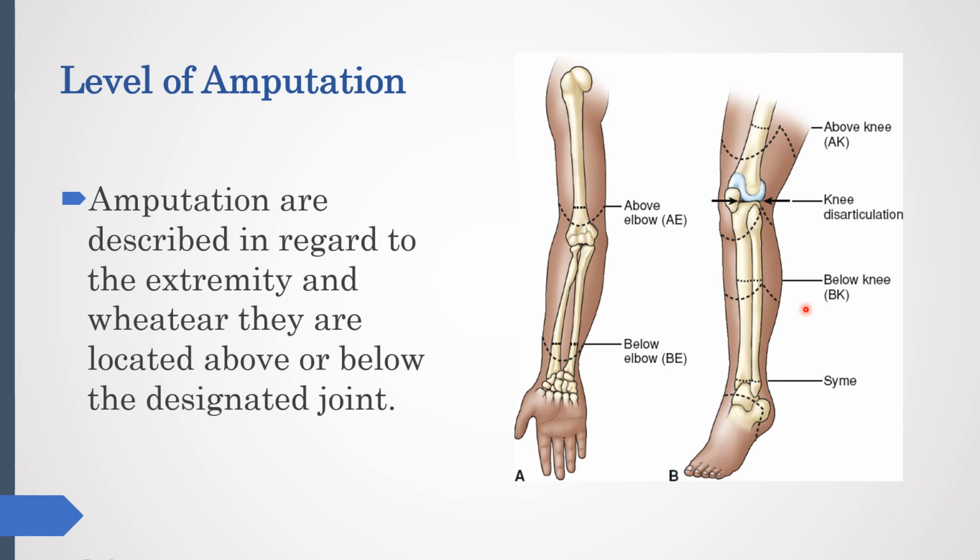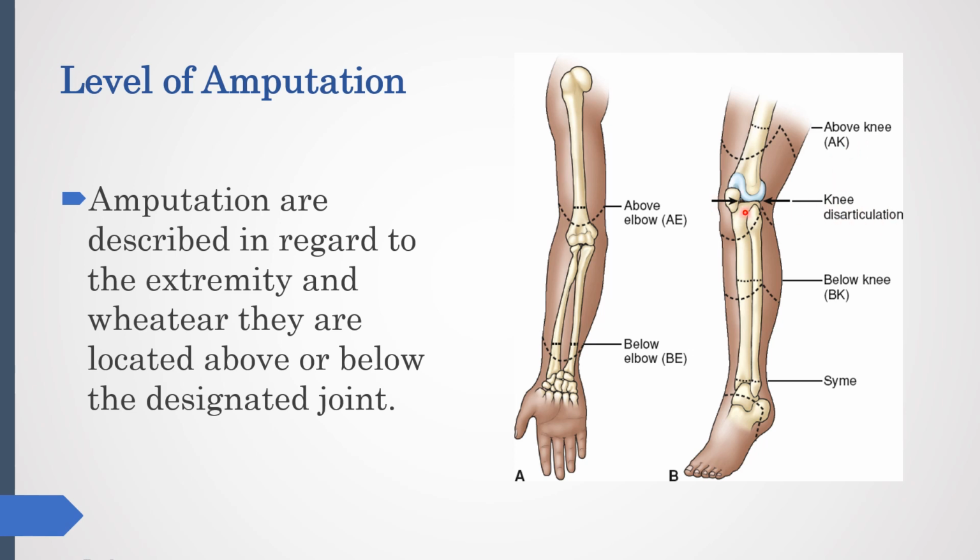What is the level of amputation? Usually the amputation is described in regard to the extremity and where it is located, whether it is above or below a specific joint. If you look at this patient's leg, if it is above the knee joint, it is called an above knee amputation.